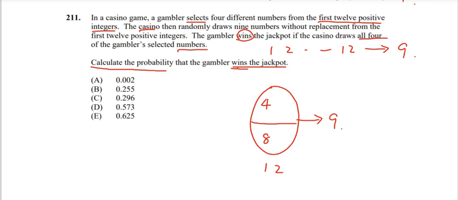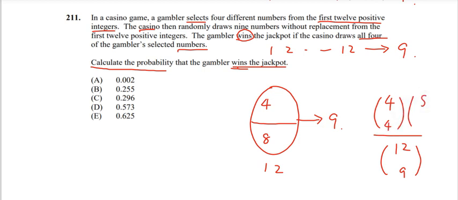So this means the probability is from 12 pick 9 randomly, and if the 9 numbers include all these 4, we pick 4 from 4, and then from these 8, we need to pick 5. Right? So this is the probability that this guy will win.